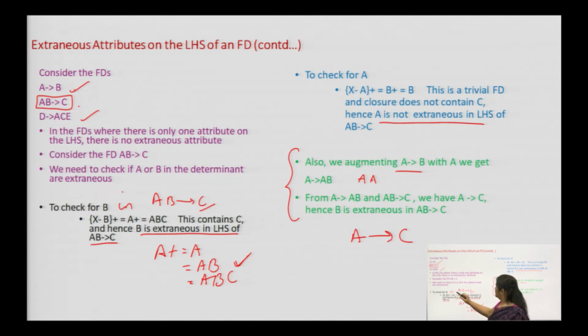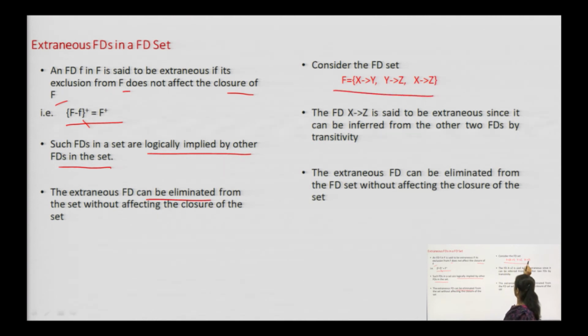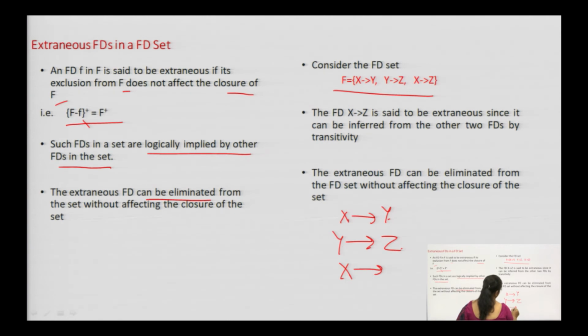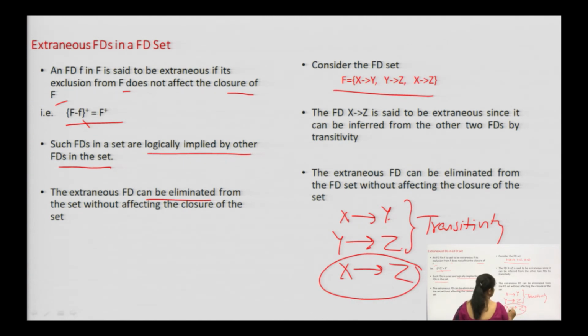Let us look at this example that we have over here. We are given the functional dependency set X to Y, Y to Z, and X to Z. So, we see we have X to Y, Y to Z, and X to Z. X to Y, Y to Z. By transitivity, we can say X to Z. So, this X to Z can be derived from these two functional dependencies. So, we say in the given set of functional dependencies, X to Z is extraneous and it can easily be removed.